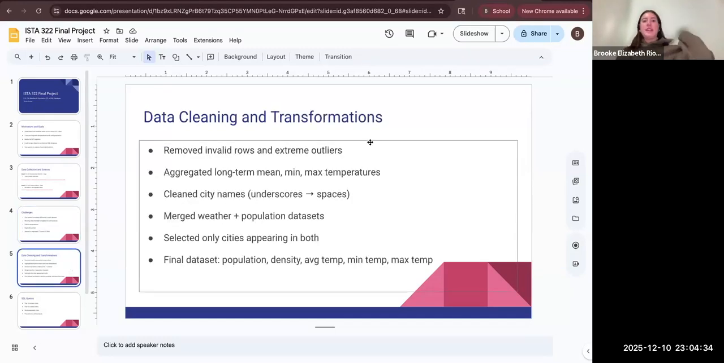So for data cleaning and transformations, I removed invalid rows and extreme outliers, aggregated long-term mean, min, and max temperatures, cleaned city names, and merged weather and population data sets so you could compare them together in one data set. Selected only cities that were in both data sets. And my final data set included the population density, average temperature, min temperature, and max temperature.